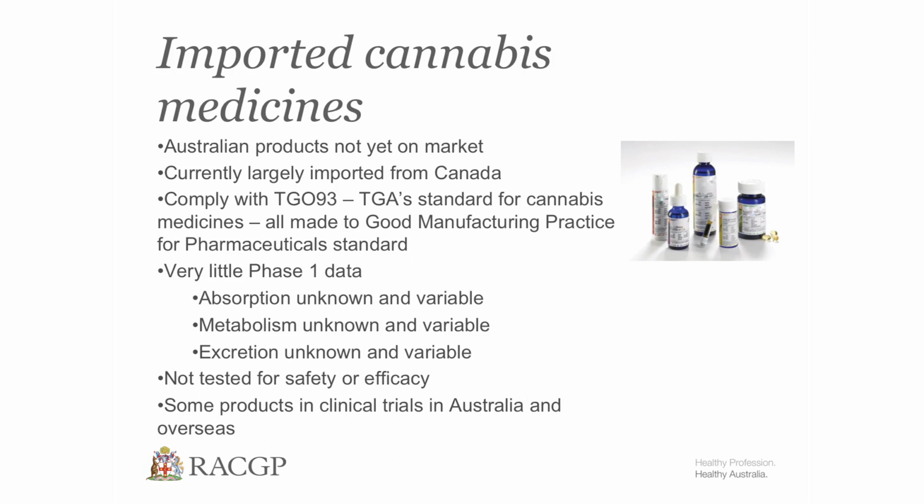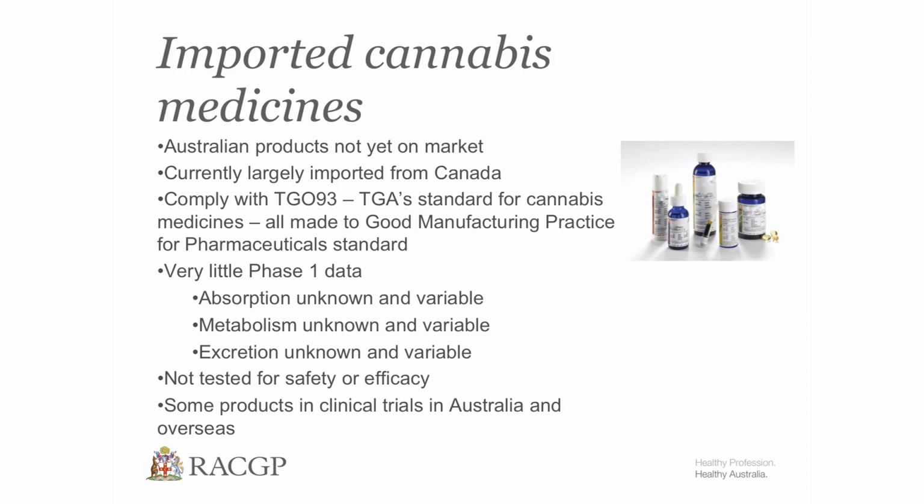So we have imported cannabis medicines. So unlike a lot of other drugs where when they're unregistered in Australia, usually they're imported on a case-by-case basis, the Commonwealth government's decided to allow shipments of cannabis medicines into Australia. So we have no homegrown products as of yet. They're largely coming from Canada, where they're being held to good manufacturing standards.